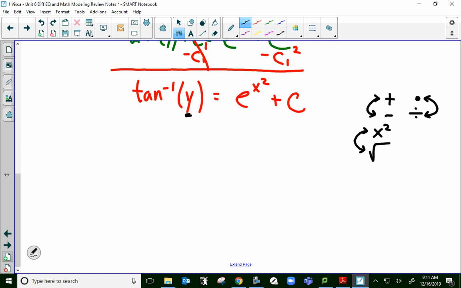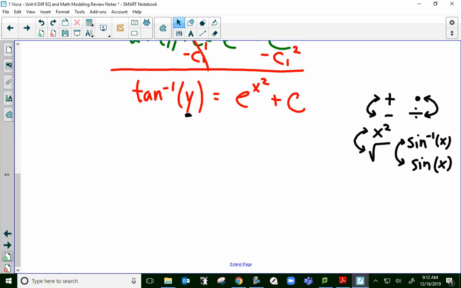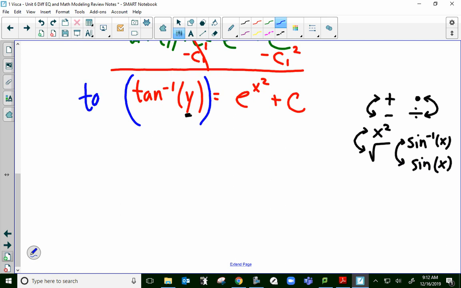Yeah, it is. Okay, so what's the opposite of inverse sine? Well, regular sine. These are opposite operations. They would cancel each other out. Meaning, if I have tan negative 1 here, what do I do to this side to get rid of the tan negative 1? I do a regular tan. It's crazy, right? This cancels with this. So I end up with y.